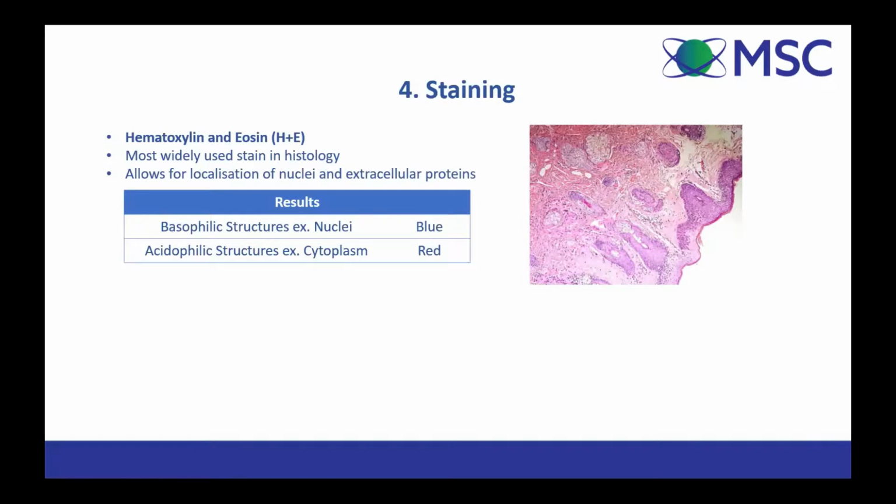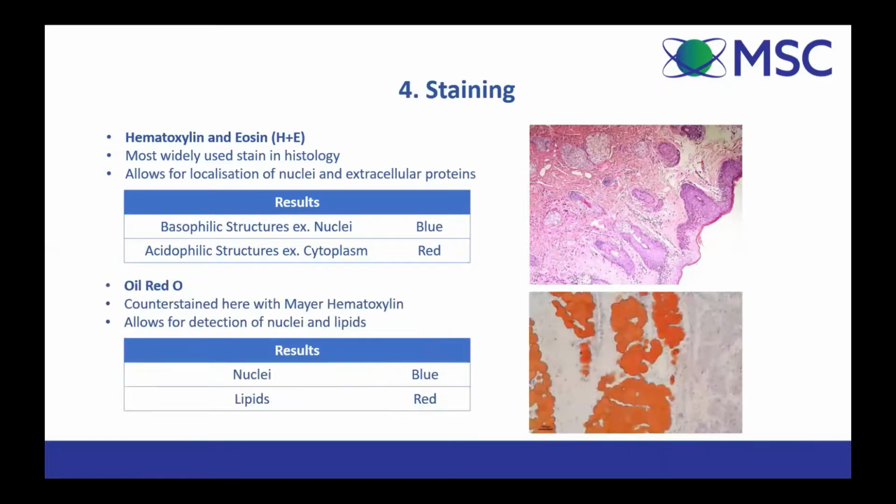And then your acidophilic structures, like your cytoplasm, will all stain red, or variations of red depending on how acidophilic it is. Next example here is just oil red O. This picture is counterstained with Mayer hematoxylin so that you can see the nuclei. So this is for the detection of nuclei and lipids, actually. You can see here the lipids are in red, and you've got big lipid vesicles in amongst your cells that are stained blue there.